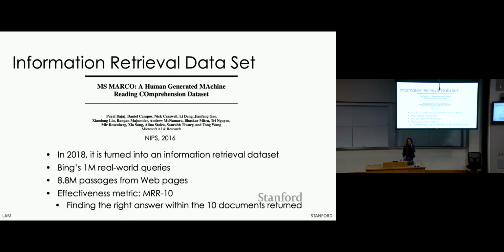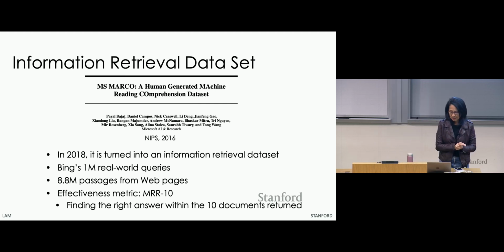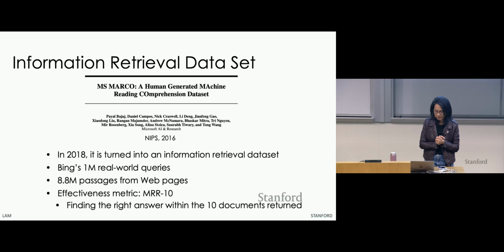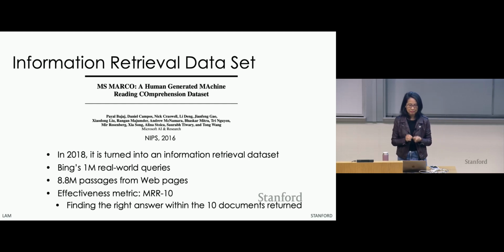Obviously, we're going to do training, and this is a very important data set. This is an IR data set. It's called MS MARCO. It's produced by Microsoft. It is a human-generated machine reading comprehension data set that started in 2016. And in 2018, it just turned into an IR data set.